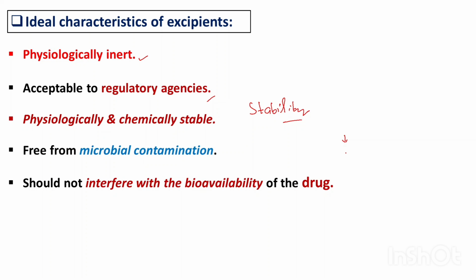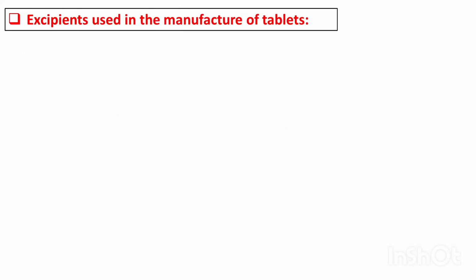If it hampers the bioavailability, then the pharmacological action we expect will be decreased because of that excipient. Okay, so these are some ideal characteristics of an excipient. Having this type of properties in an excipient, we can say it is an ideal excipient, right? Moving forward, the excipients used in manufacturing of tablet. What is the first one? Diluent. We can discuss one by one with examples, right?